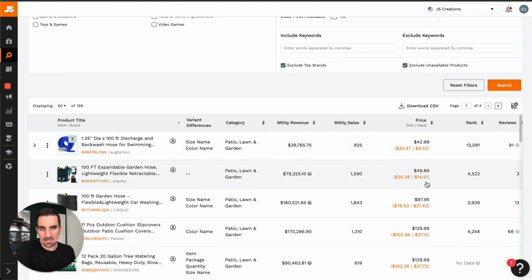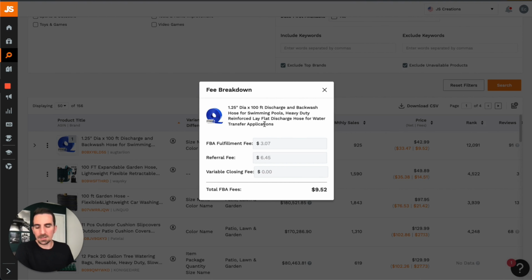We can see what the selling price is, and below that there's these 2 clickable orange numbers. The first one is the fees breakdown, and this will show us if the seller is using Amazon to fulfill these items. So they're sending their products to Amazon's warehouse. Amazon is the one shipping them to the customer. The fulfillment fee is how much the seller is paying to Amazon every time Amazon ships one of their products to a customer. So they're paying $3.07 for every sale.